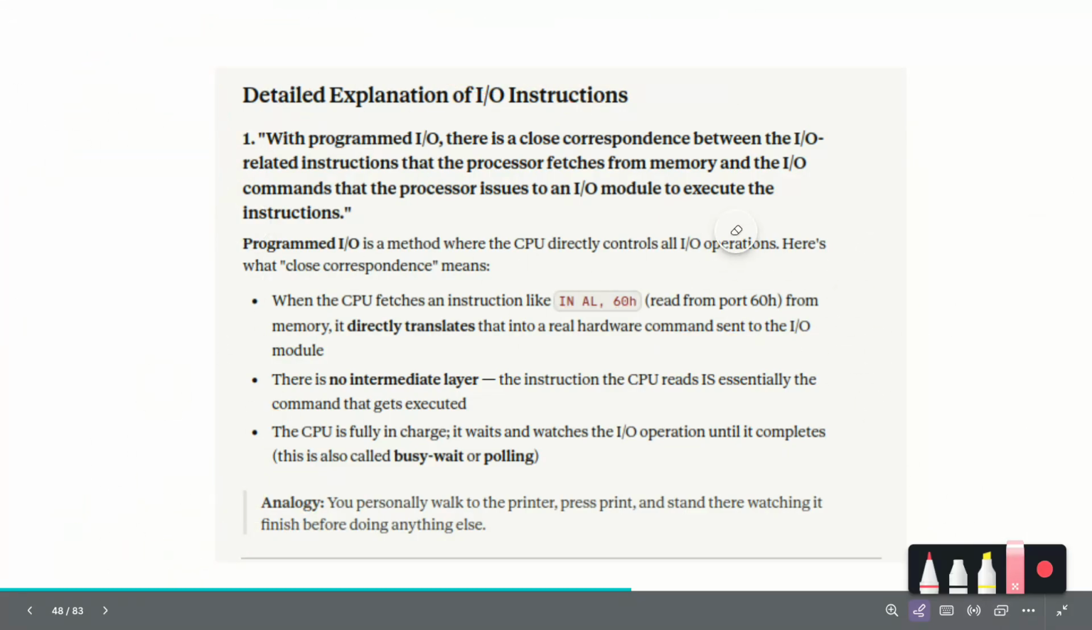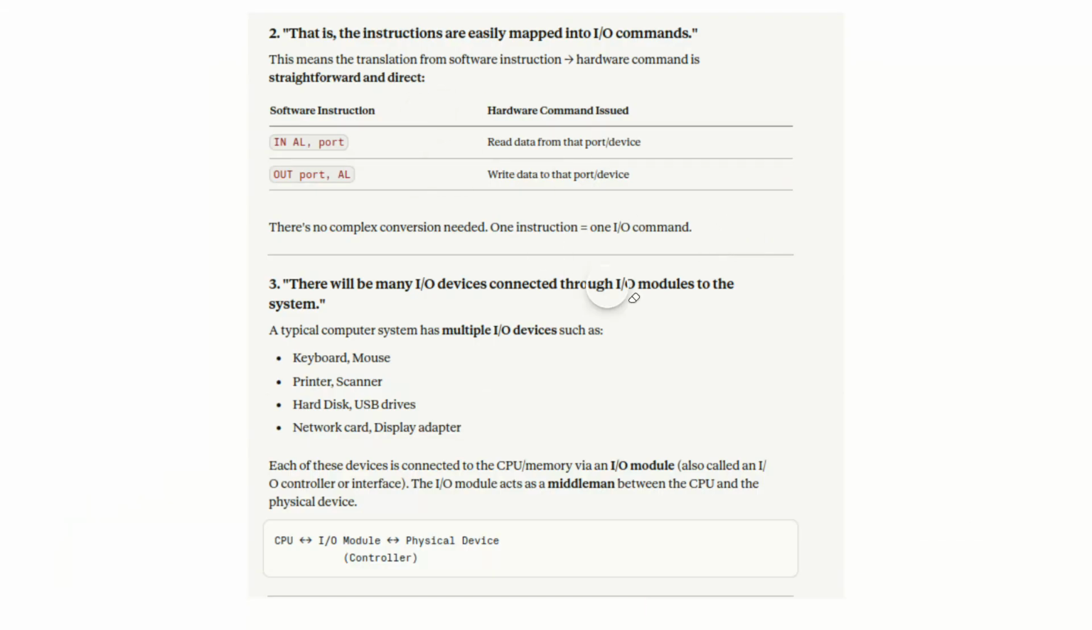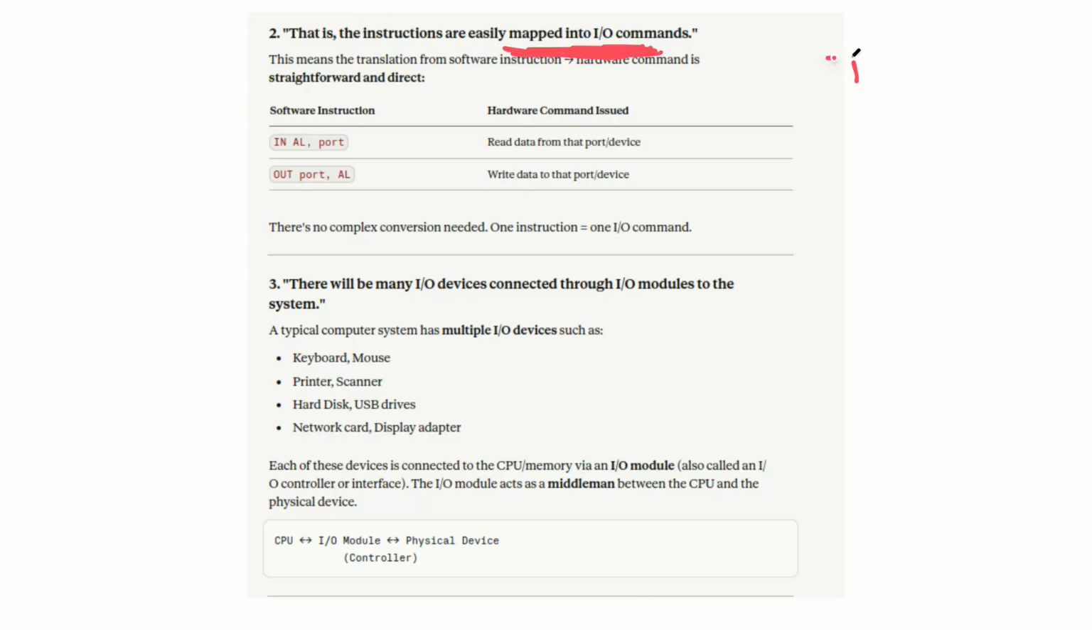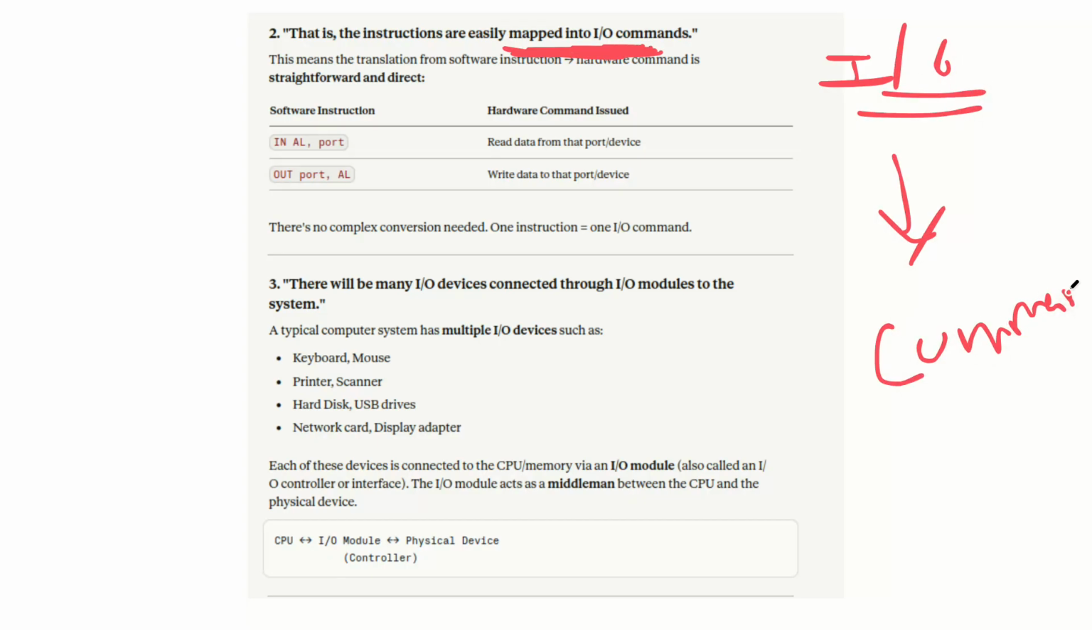Fine. So on that understanding, let us see more detail about these things. That is, the instructions are easily mapped to IO commands. So we are talking about what kind of IO instruction and command things we are talking about here. Here if you see this IO instruction, a software instruction, like IN AL, port means we are reading the data from the port, that is, from that device. Port means the device we are reading the data from. Here we are writing the data to that port. Okay, that is what this instruction means. These are the different kinds of instructions here.